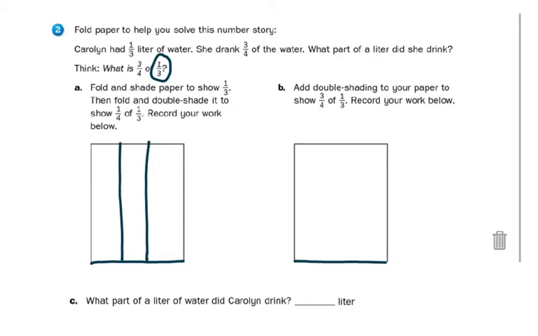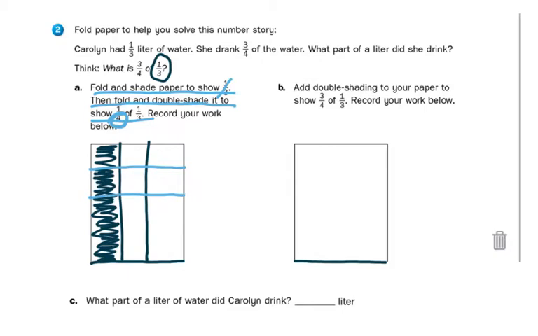I want you to shade. So if you want to shade in 2 different colors, grab your markers, crayons, colored pencils. So she only drank 1/3 of the liter, and this whole box represents 1 full liter. Fold and shade paper to show 1/3. Done. Then fold and double shade it to show 1/4 of 1/3. So my denominator tells me I need to divide it into 4 more equal parts. So 1/4 of 1/3, I have to shade 1 out of those 4 equal parts that are shaded.